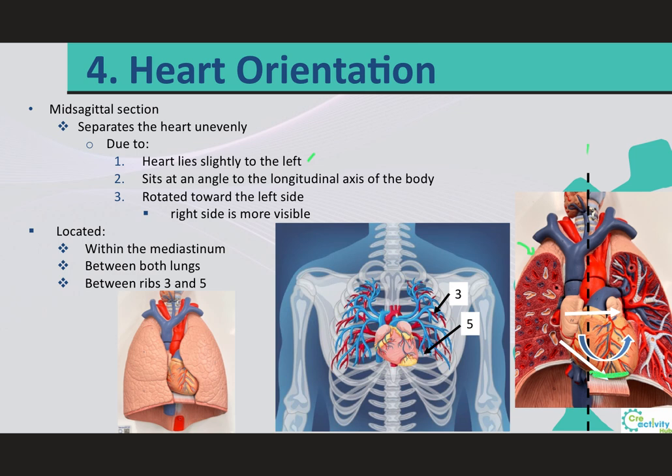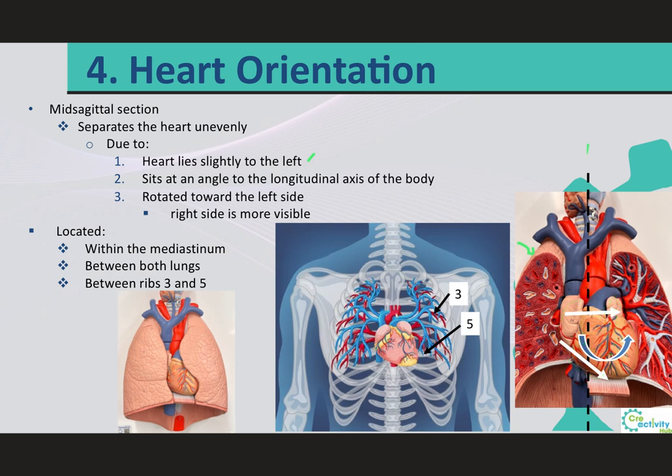And the last reason is that the heart is going to be rotated toward the left side, meaning that it is going to be twisted from right to left. Therefore, when we have an anterior view of the heart like we have here, you will be able to visualize more of the right ventricle or the right side of the heart than the left side. And it is now partially hidden after being twisted to the left side.